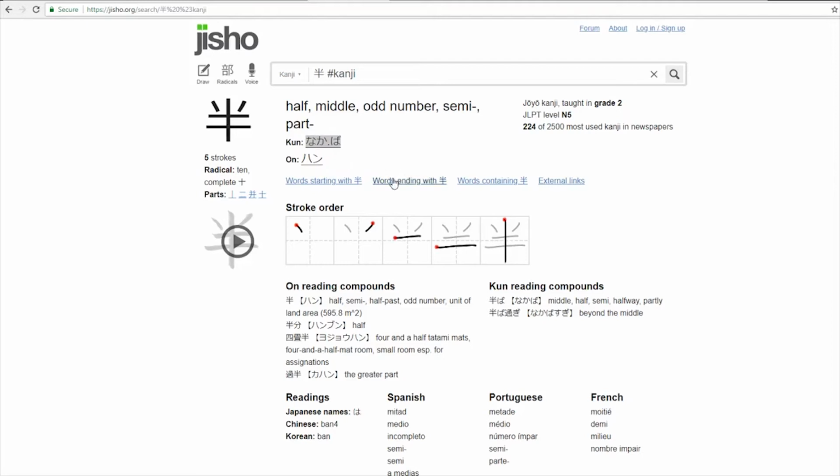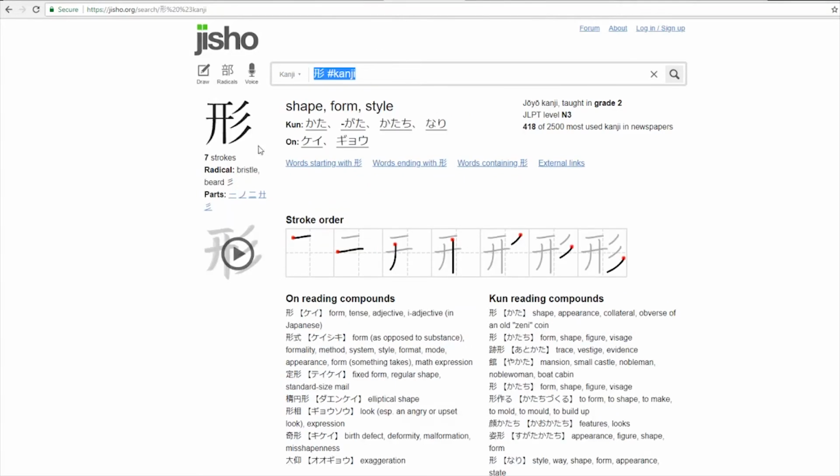Next one we're going to look at is shape. The mnemonic for this one is that this is like a person or something, and the three strikes are like outlining the shape of the object. Bristle or beard is the radical. So like bristles outlining the shape of something.